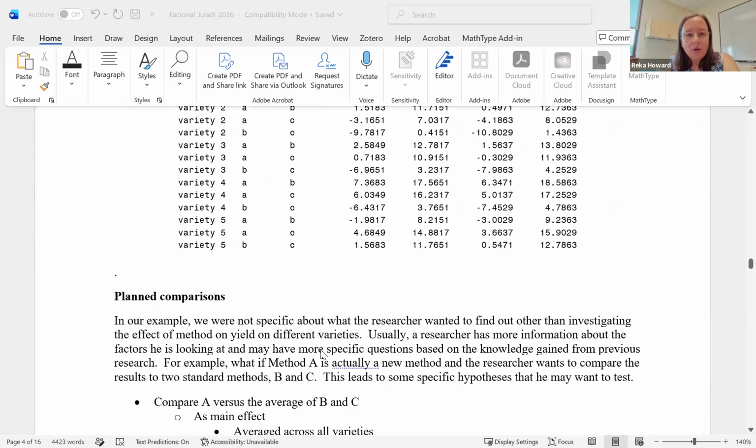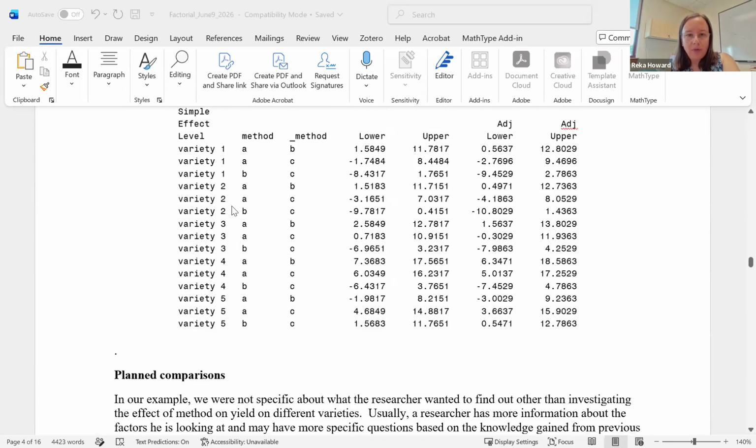So when you actually go to this output, what we are doing here is we are comparing the method A and B, A and C, B and C for the different varieties. So what we wanted to do is look at the difference between method A and the average of B and C. What did we say? We said that we can average two things when there is no interaction. Okay, but at variety 5, I said that variety 5 was not included.